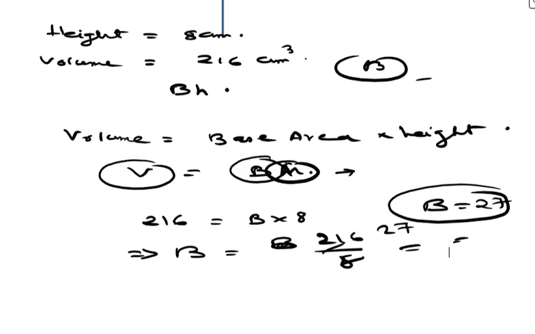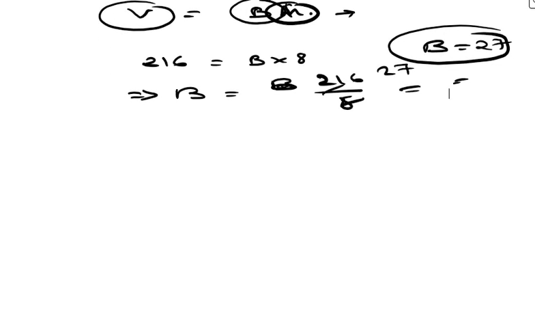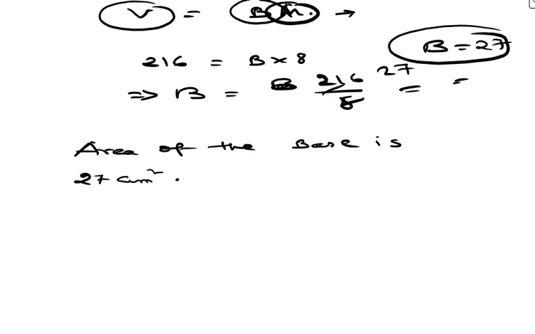Now the question asks for the area in square centimeters. Since we divide the cubic centimeters by centimeters, the unit becomes square centimeters. So the area of the base is 27 square centimeters. So the area of the base of the prism is 27 square centimeters.